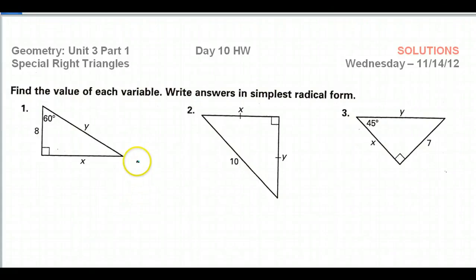Alright, this lesson is about solving special triangles, 30-60-90 and 45-45-90 triangles.